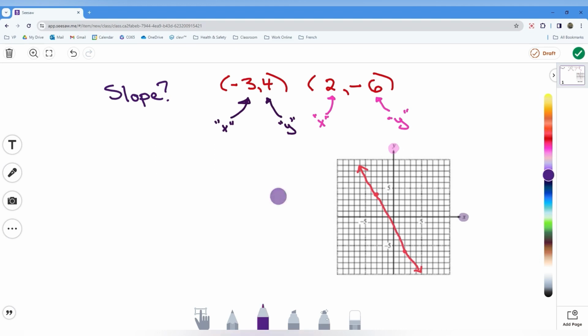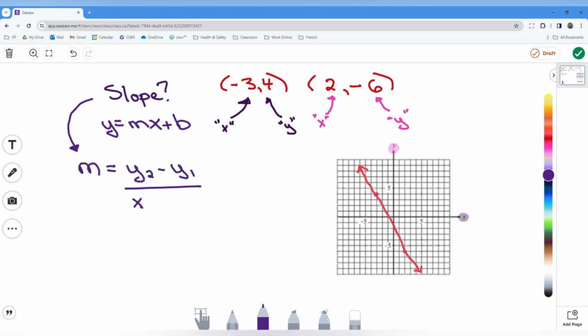There's a formula for slope, and slope always has the symbol m. So our slope, or our m, in a linear equation, for those of you who know your linear equations, is y equals mx plus b. Don't worry, we're not graphing a line in this video. But m, our slope, is equal to y2 minus y1 over x2 minus x1.